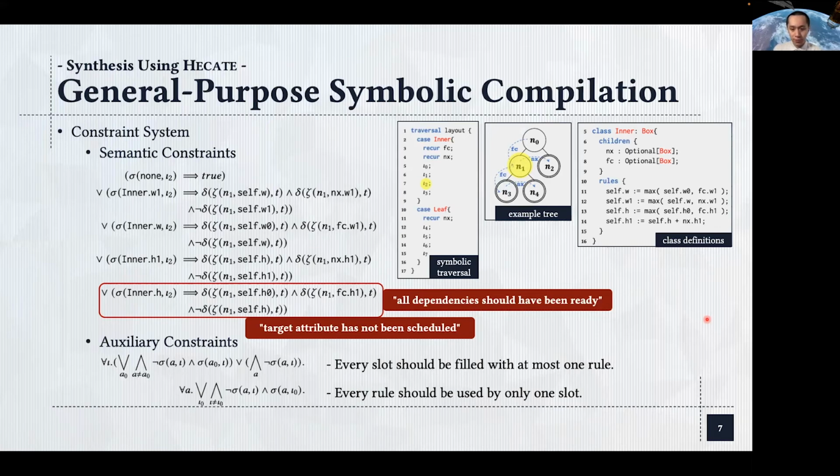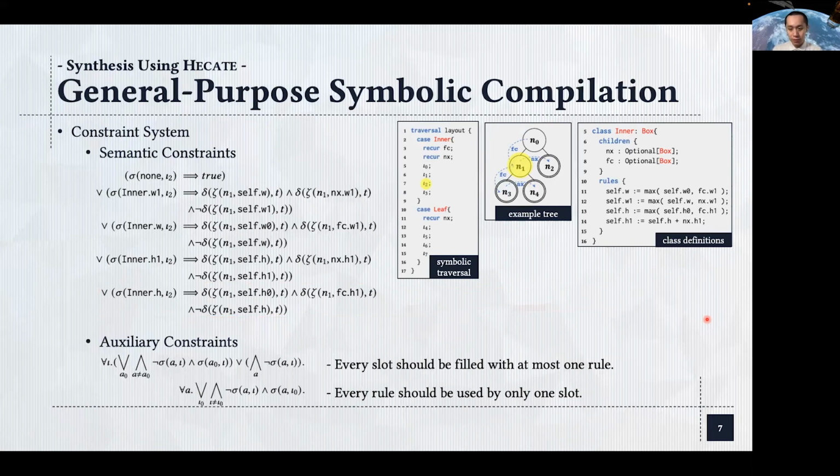a certain location. Then there are auxiliary constraints that mainly focus on ensuring the global correctness of the traversal under the notion of attribute grammar. For example, such constraints require that every slot should be filled with at most one row, and every row should be used by only one slot, which is straightforward. So far, we've walked through the core constraints generated by the general purpose symbolic compilation.